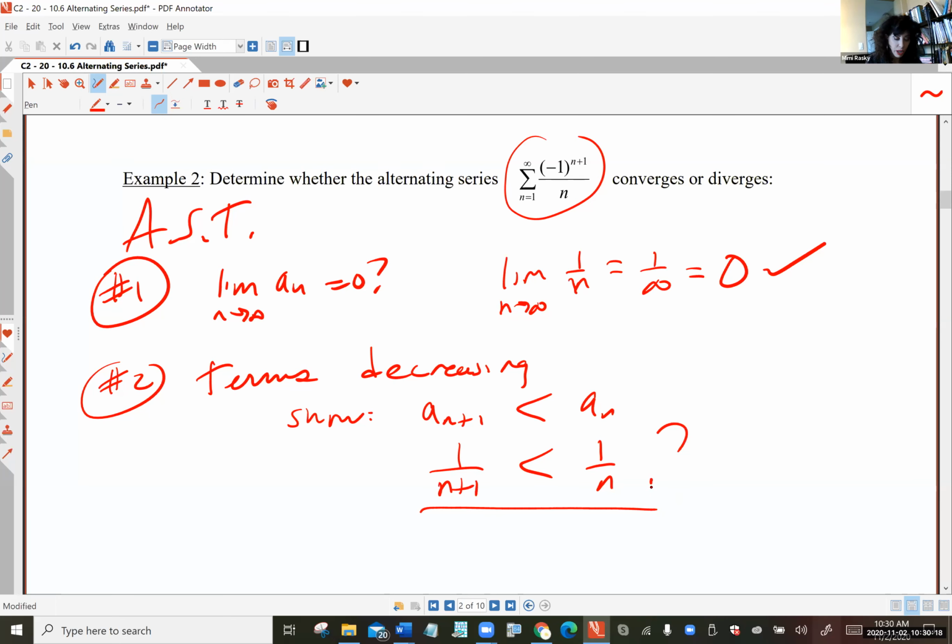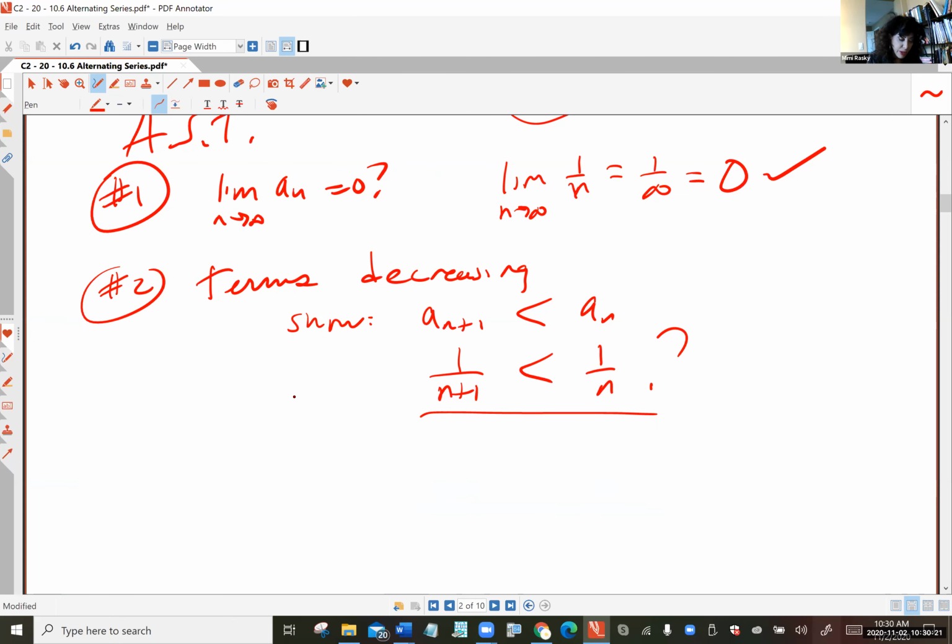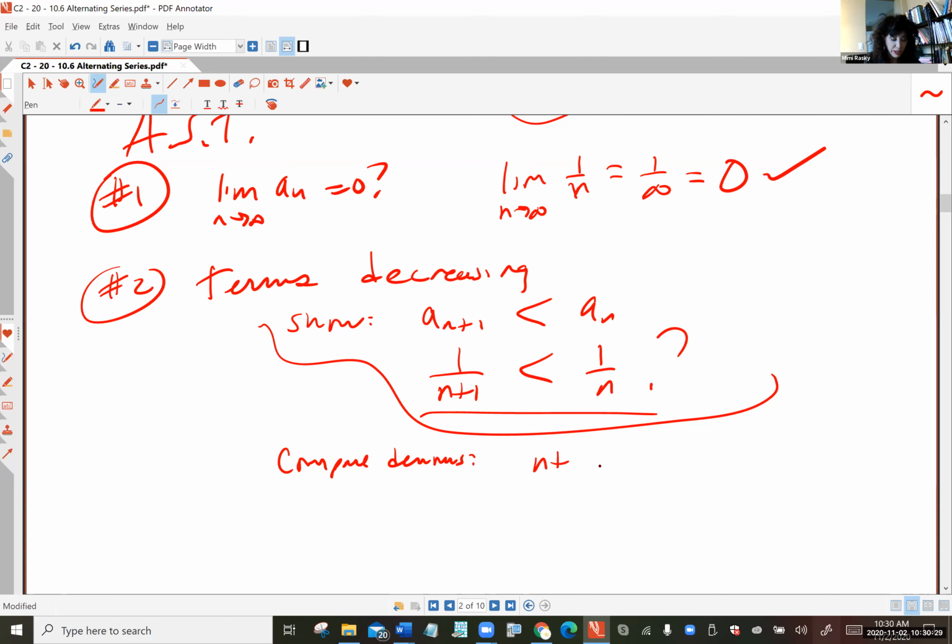Is this true or not? And I claim it is. So how do I show that? I'm going to do a similar mini proof to the one we did when we were doing the direct comparison test. I compared denominators. Which denominator is obviously larger than the other one, the left or the right hand side? Left. Okay, so you make your inequality. Then if I take the reciprocal of both sides, what do I do to the symbol? Flip. I'll change it.